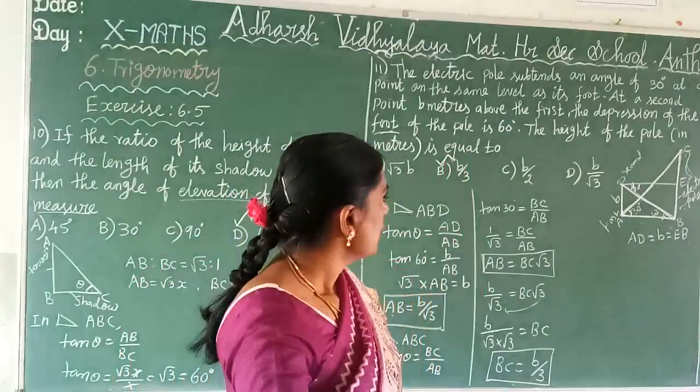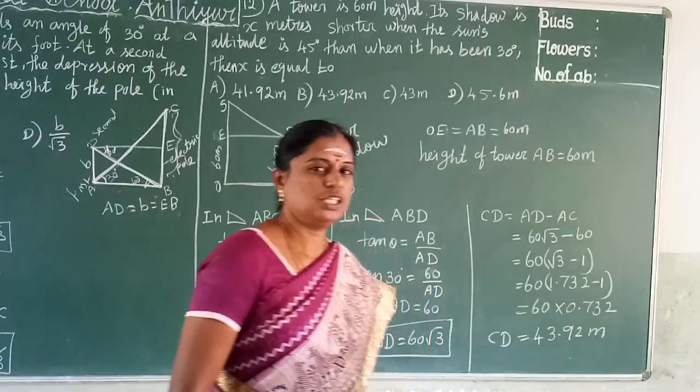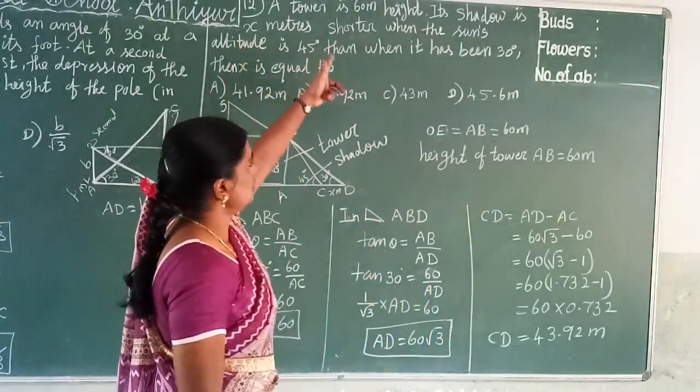Next we see the 12th sum. Now see the 12th one. A tower is 60 meter high.